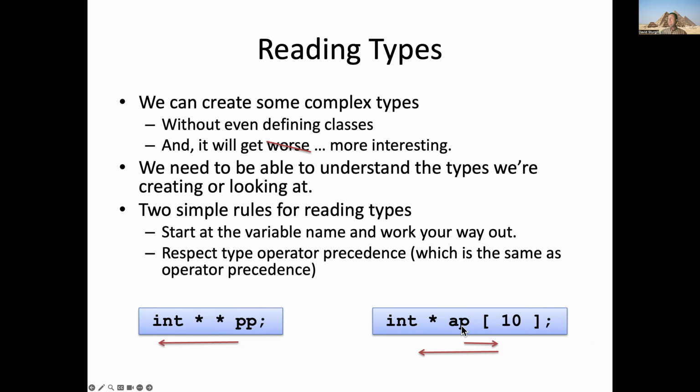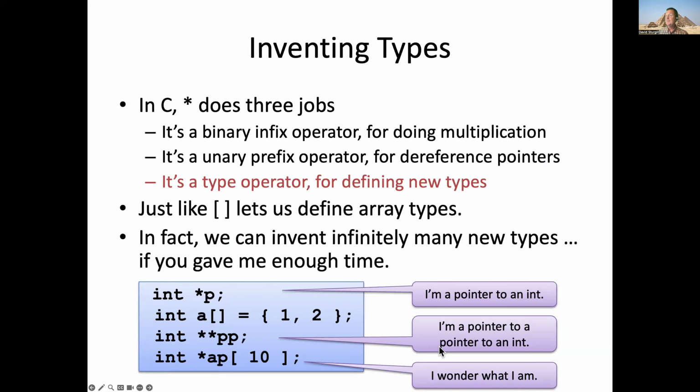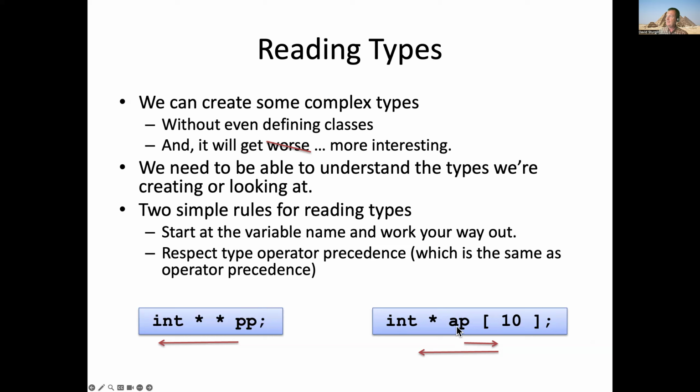How about AP? Well, we got pointer on this side and array on this side, but we just said array has higher precedence. So unless you do something else, the compiler's going to read this as AP is an array of 10 pointers to ints. So it's an array that's got 10 slots, and every one of those is a pointer. Back here when we first started talking about this, I said it's either an array of 10 pointers or it's a pointer to an array of 10 ints. Well, unless you put in some parentheses to change the precedence, it's going to read this as AP is an array of 10 pointers to ints.